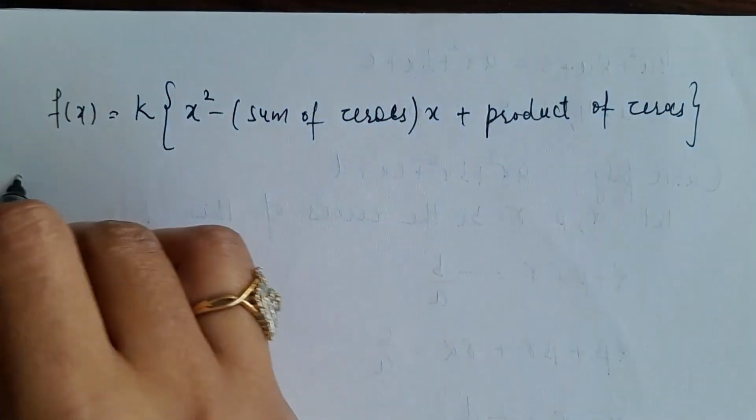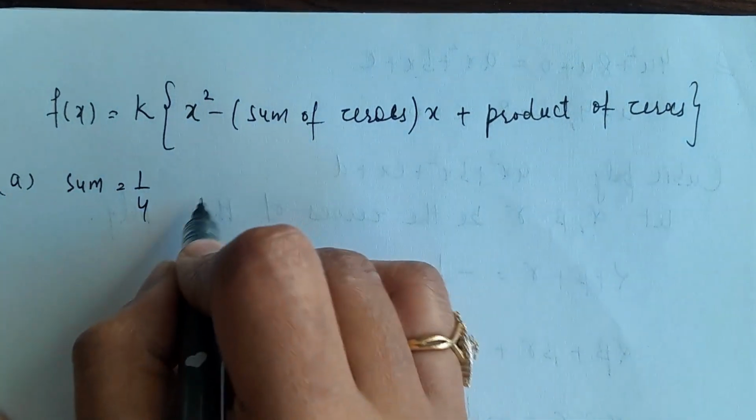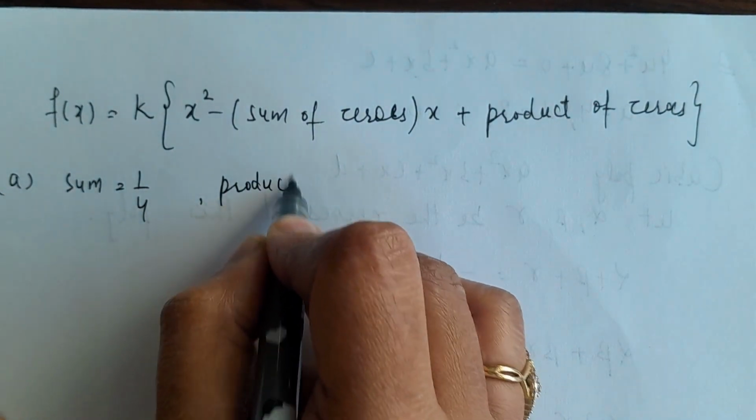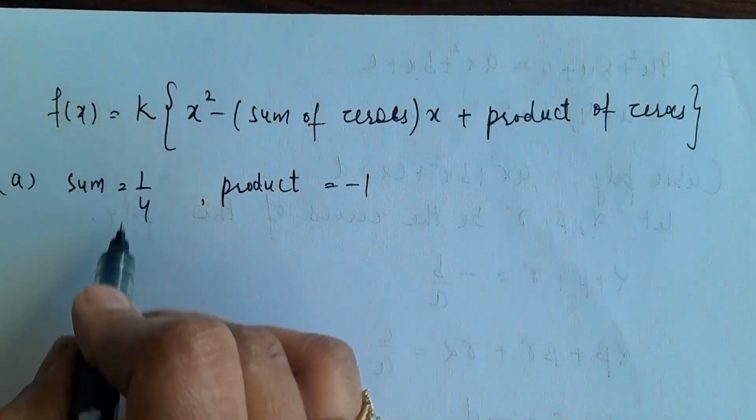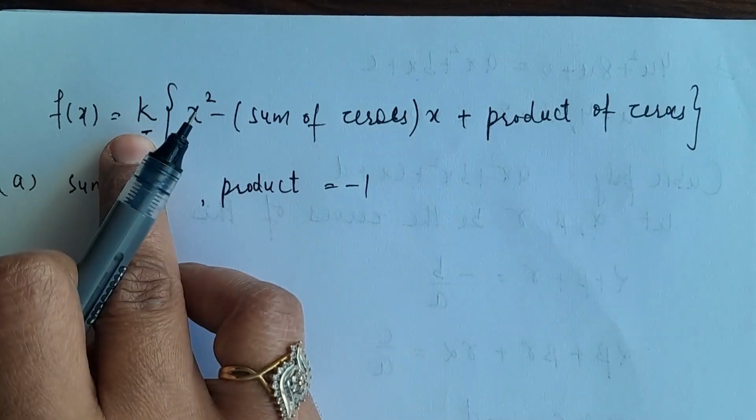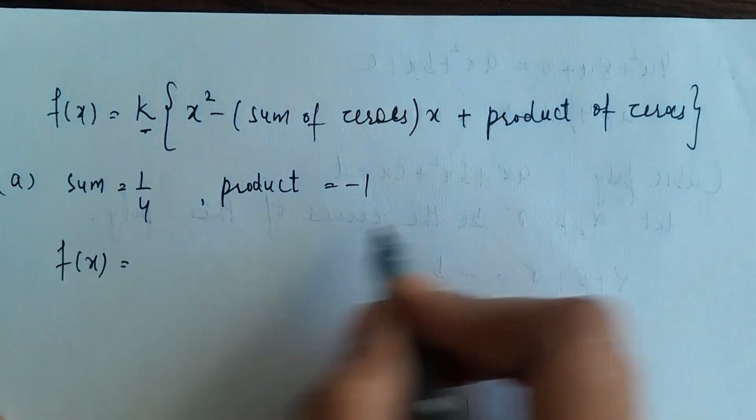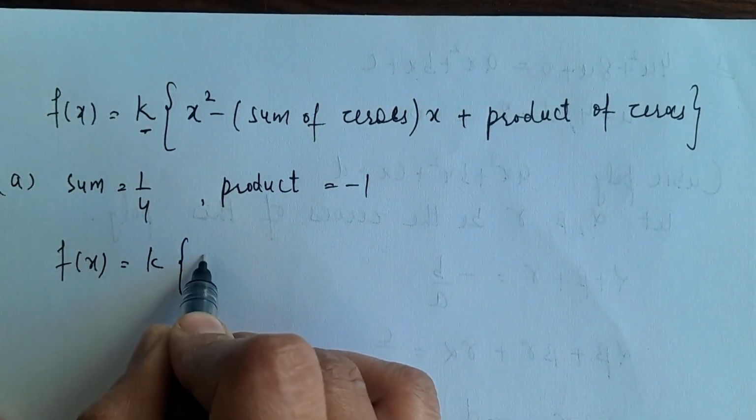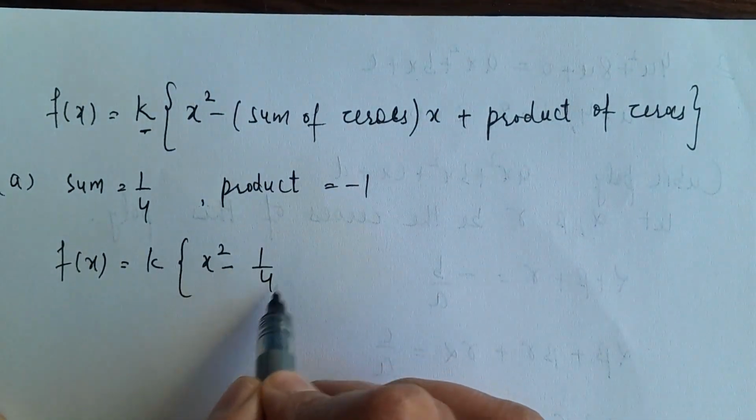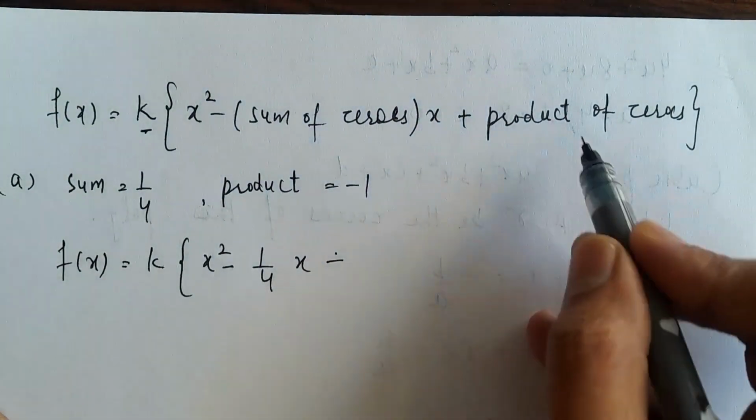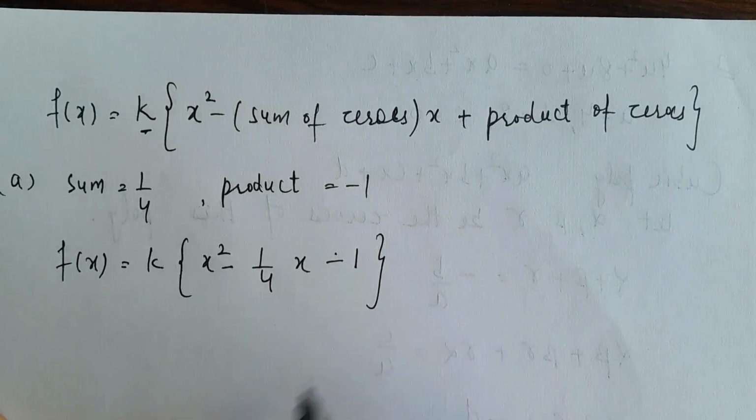If we are given the sum of the roots as 1/4 and product as -1, how will we find out the polynomial here? Why we are taking k, you can understand it by an example here. Now f of x will be k into x square minus, we have to put the sum of zeros, that is 1/4 into x plus product of zeros. Product of zeros is -1, so plus minus will become -1.